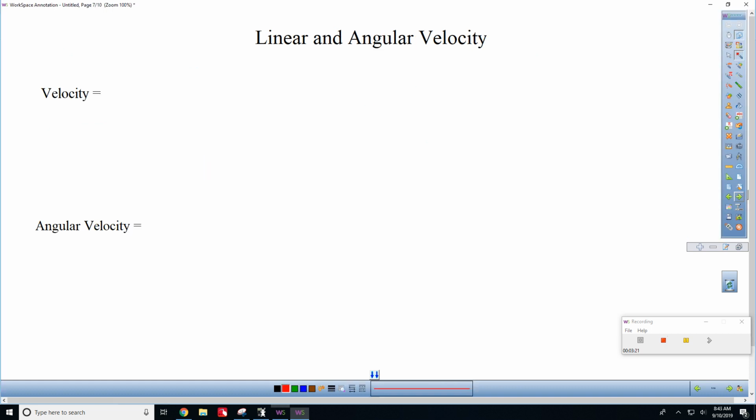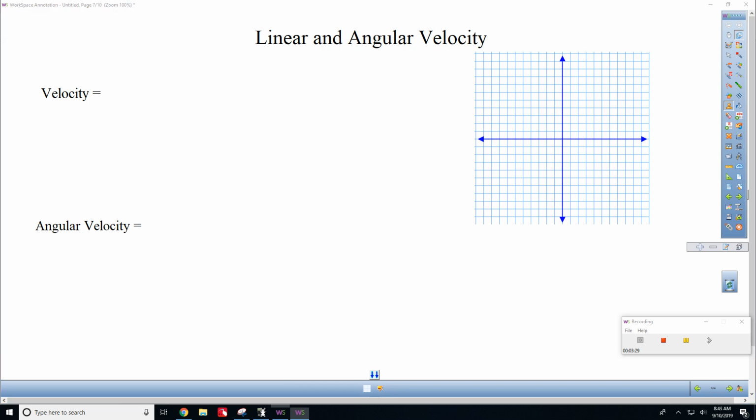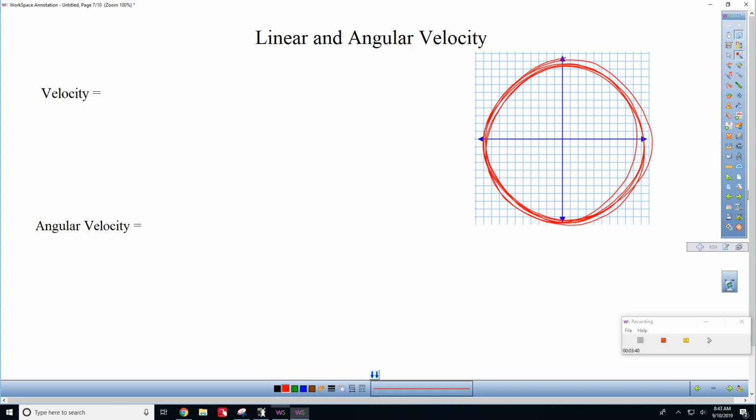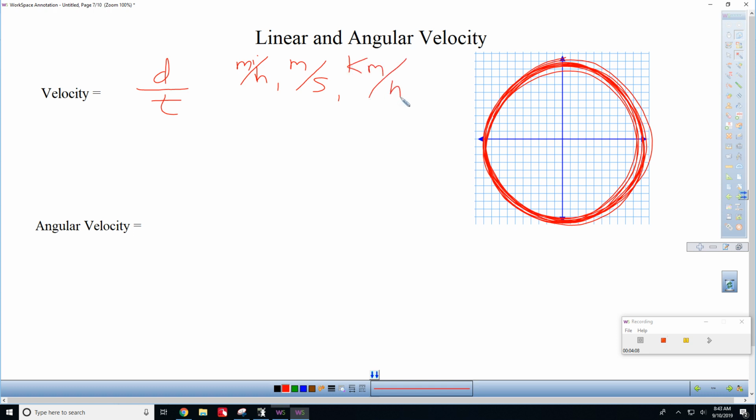So, now, let's think about linear and angular velocity. First I want you to understand that in physics, things spin around in circles all the time. Wheels, planets, pulleys, engines, all sorts of things just spin. Okay? So, there are two different ways to measure this speed. Linear velocity is found by taking distance divided by time. The units are miles per hour, or meters per second, or kilometers per hour. Those are all different ways to measure velocity that you're familiar with.